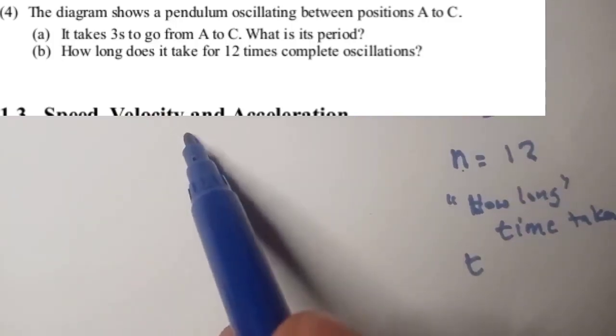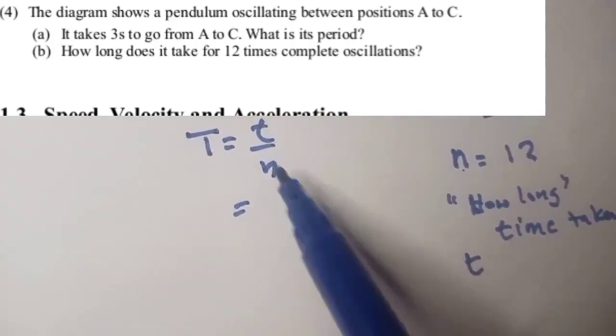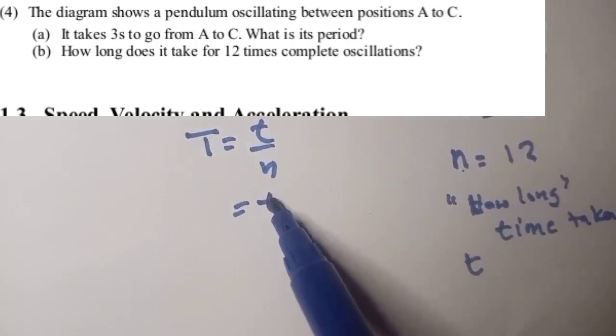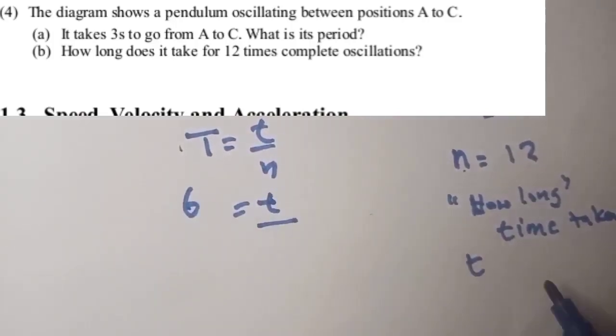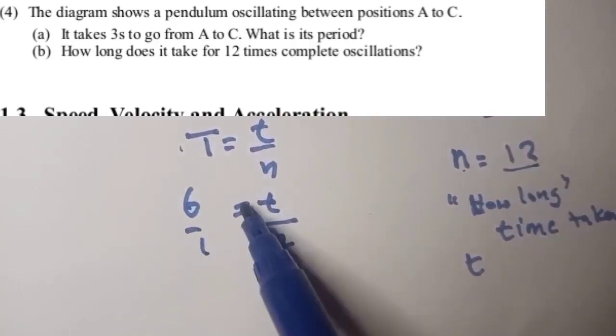Right? So here we're just going to solve it. We know period is equal to t over n. So the time, we're simply finding how long it takes. So we're just going to put t. The period we've calculated is 6, over the number of oscillations. We're told 12. So we're just going to put 12. Then you do this sign.